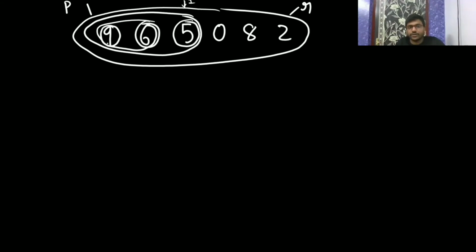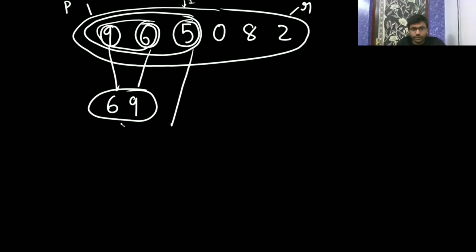Now you have merged these two. This you have divided into one. Merge 6 and 9 and 6. You are going to get 6 and 9. Now you merge these two. You are going to get 5 6 9.